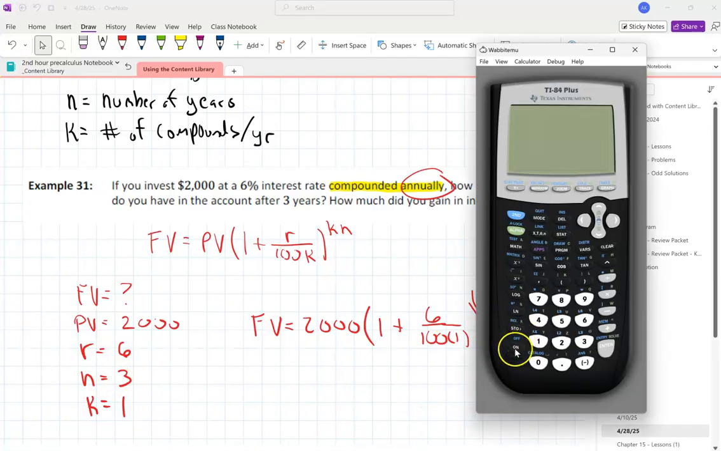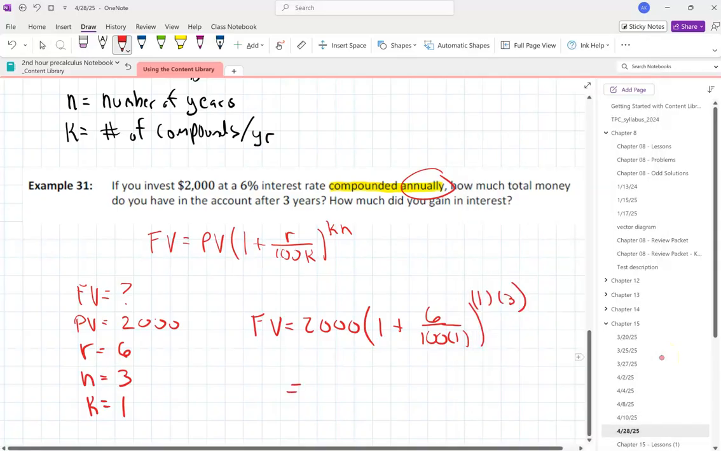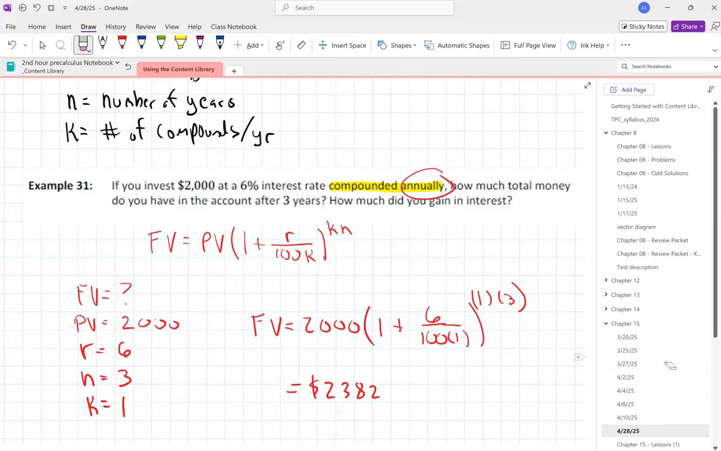And if we type this into our calculator, I'm not going to put in the times ones. I hope everybody's okay with that. And look, it's more. So $2,382 and about 3 cents.